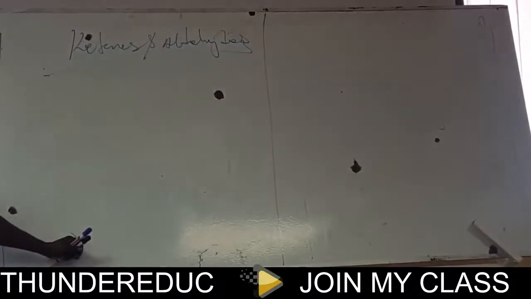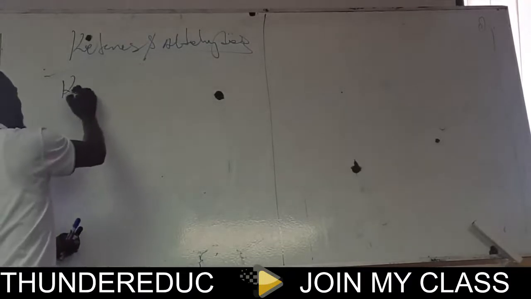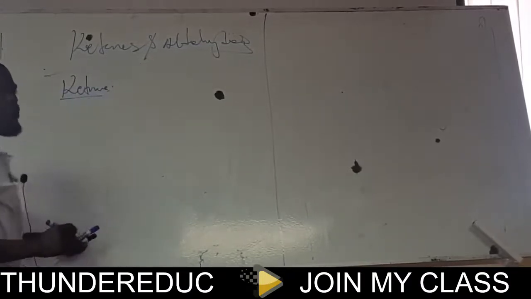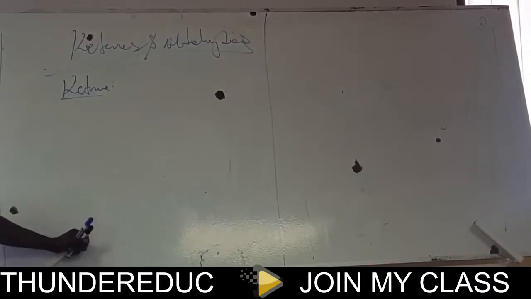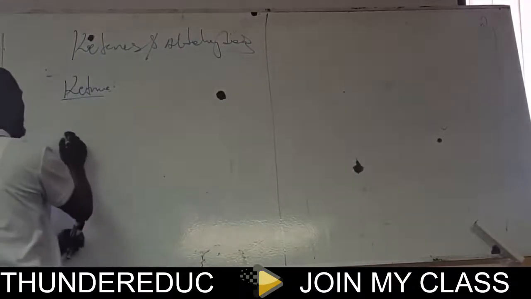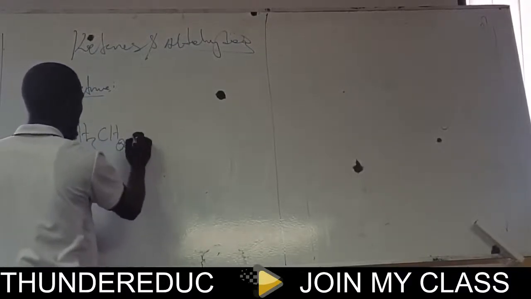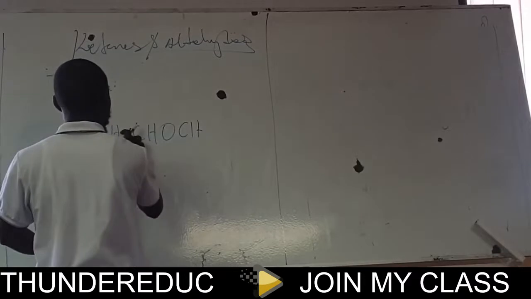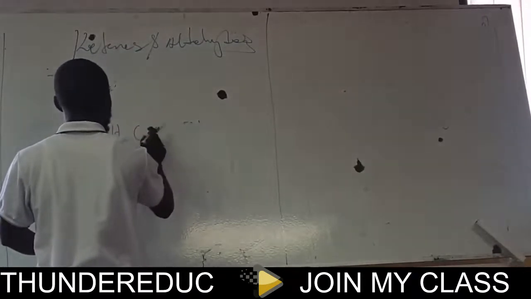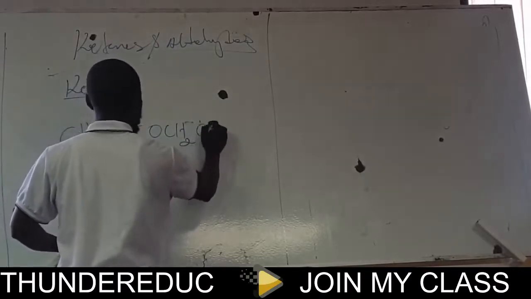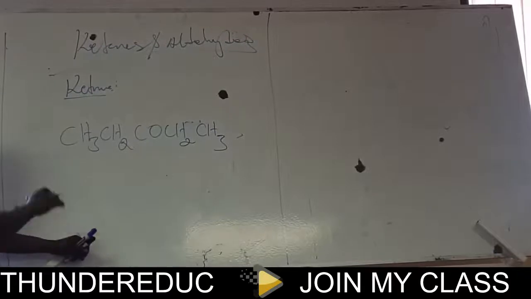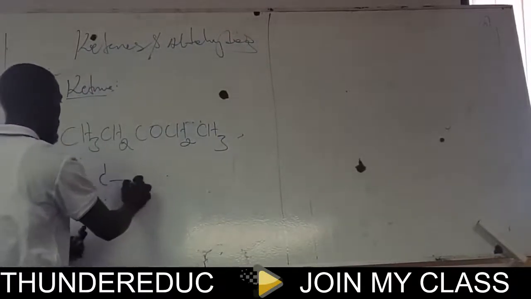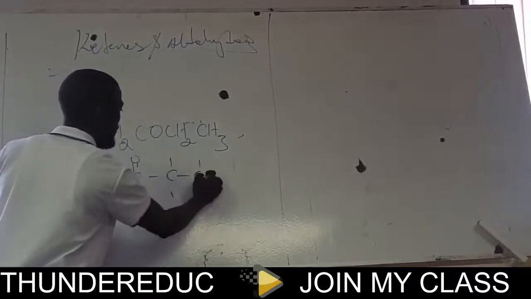Ketones and aldehydes. We said that ketones, where do you find the functional group? Along the molecule. So if I have CH3, CH2, CH, CH2, CH3, when we write out the structural formula, it's going to be like that, isn't it?